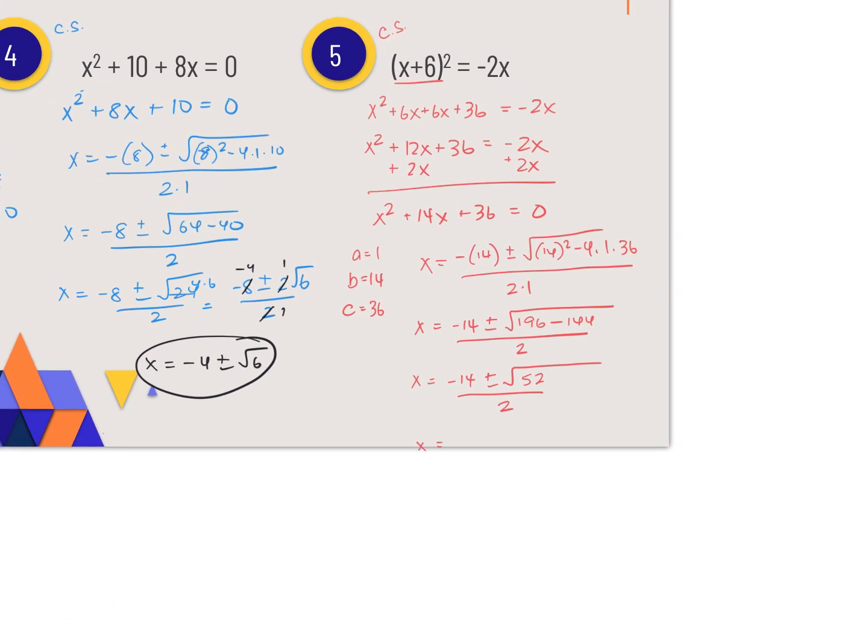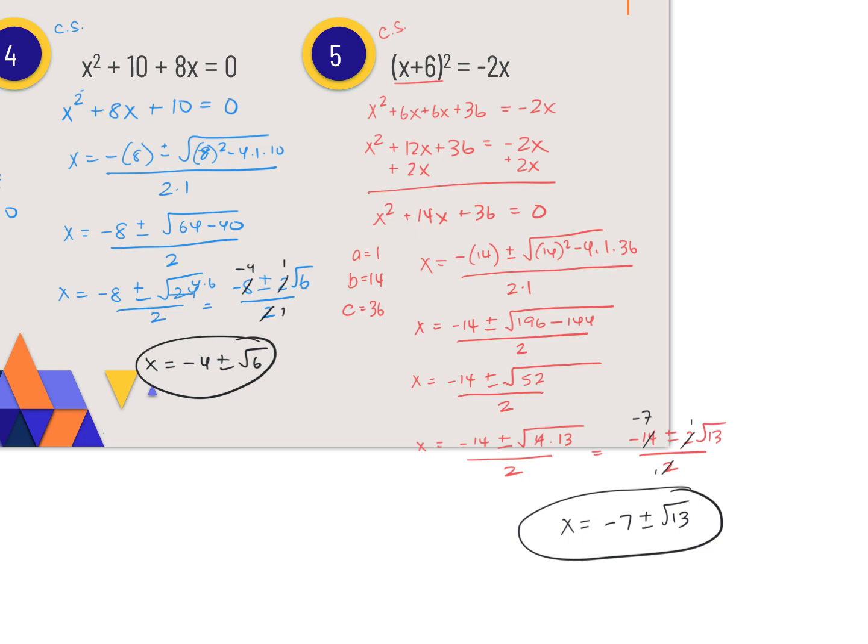I can probably keep simplifying a little bit more, right? I got plus or minus the square root of 52, which I know is 4 times 13. So that is going to be 2 radical 13 over 2. And because all of these are divisible by 2, I know that this becomes -7 and these become 1. So my final answer is -7 plus or minus the square root of 13. And that's it. That's the gist of it.